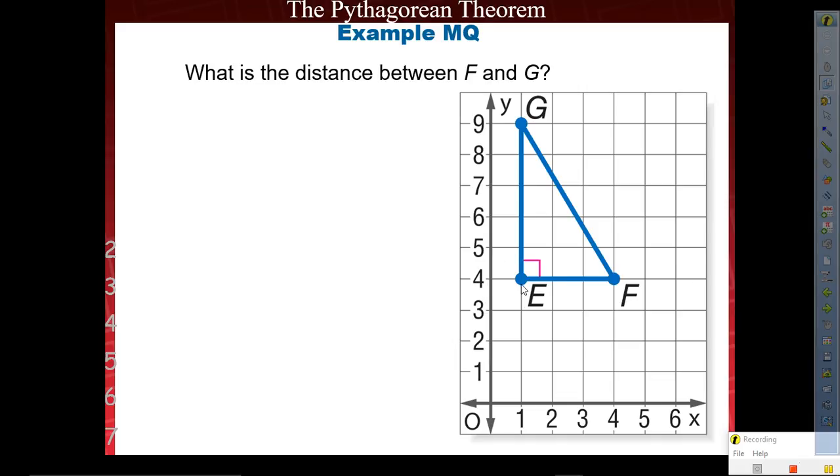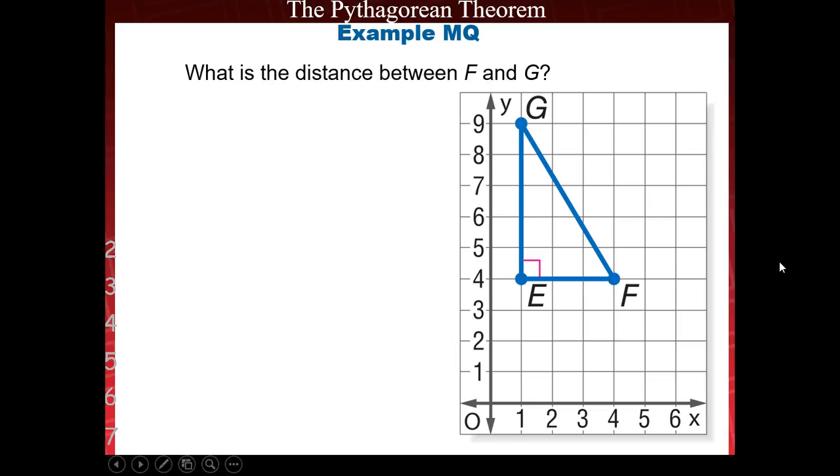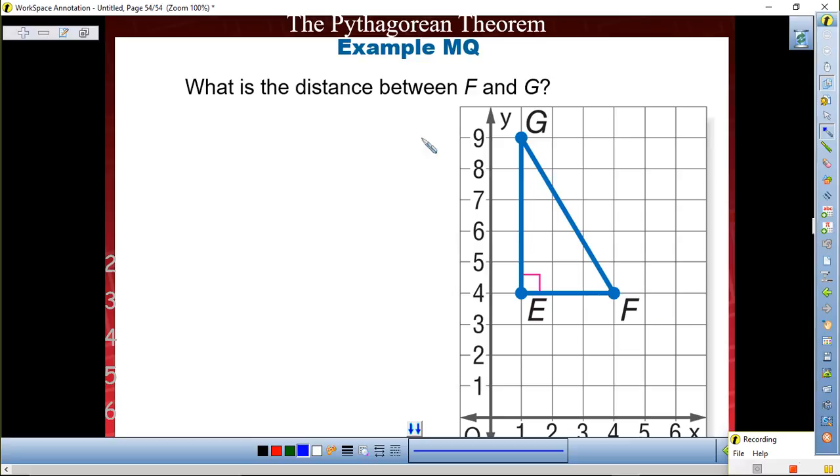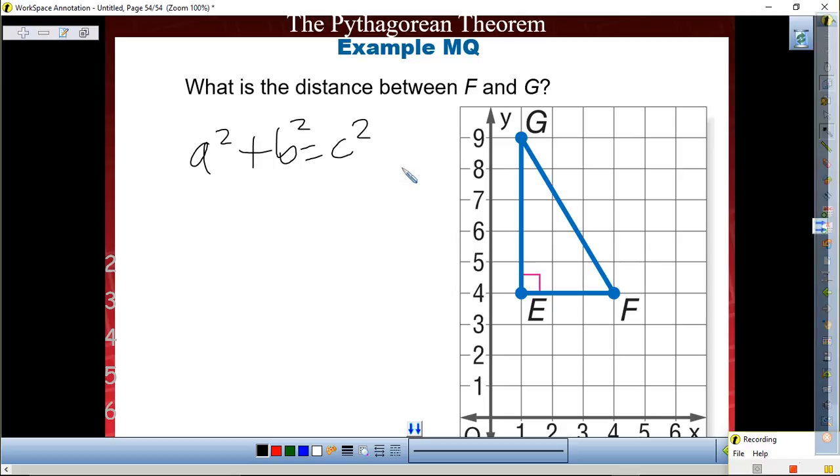So, what are the coordinates for E? 1, 4. What are the coordinates for F? 4, 4. And the coordinates for G? 1, 9. Okay. So they're asking us to find the distance between F and G. So we use the Pythagorean Theorem because this is a right triangle, right? A squared plus B squared equals C squared.